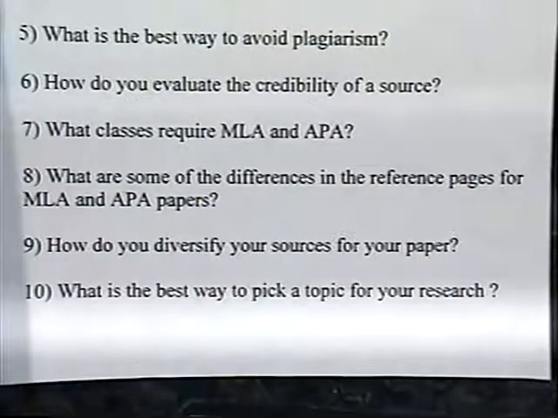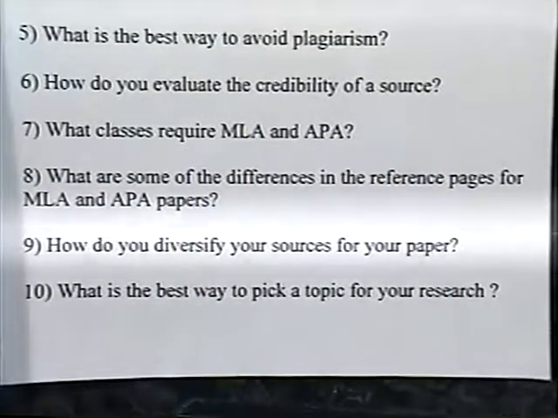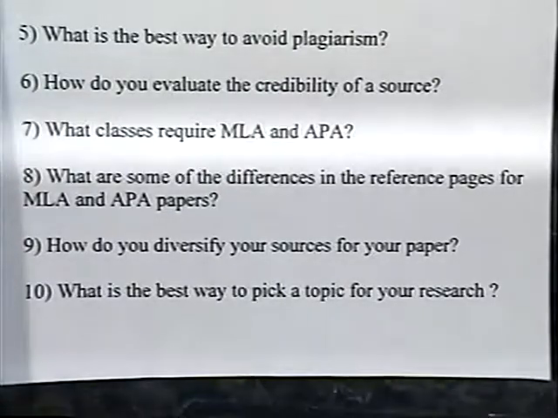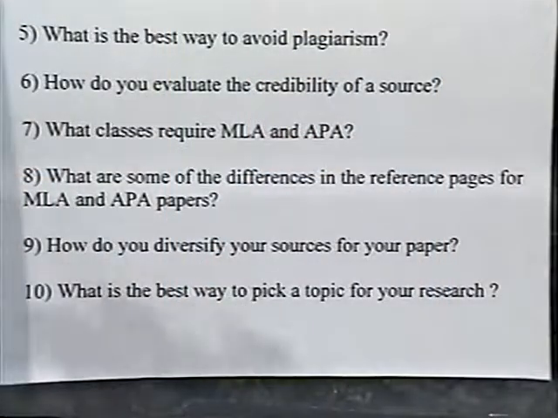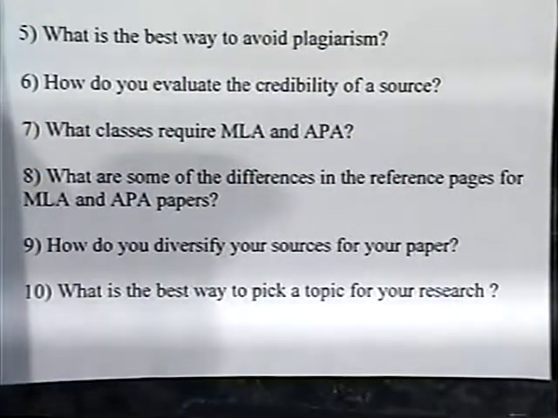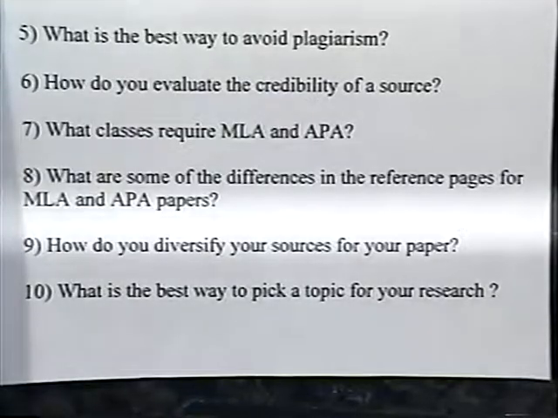Nine, how do you diversify your sources for your paper? Everything's on the internet now. So you could pull in chapters from books, you could look at newspapers, you could look at professional journals, you could look at personal websites and professional websites. So there's a lot of different approaches you could take to gathering materials. And the best way to pick a topic for your research paper is follow your heart and your head. If you're interested in it, chances are you're going to push yourself through it and get it done.